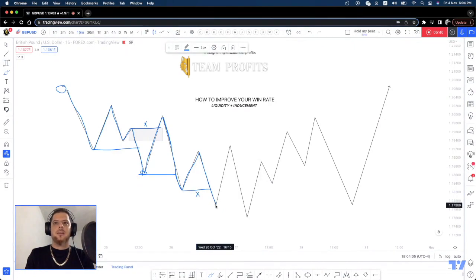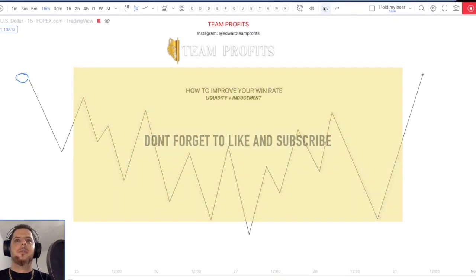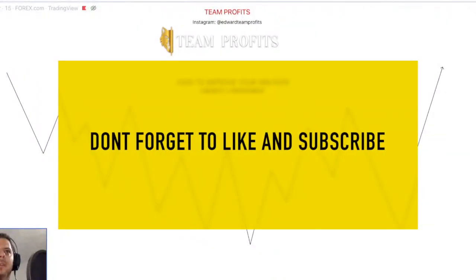Look what the market does. Price pulls back and induces people also right here. We have another inducement right there before dropping. Now this is the actual BOS. This is the break of structure. Let me clean out those lines to make it better. I want you guys to understand this very, very clearly.